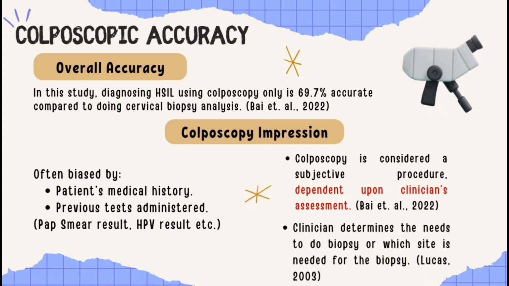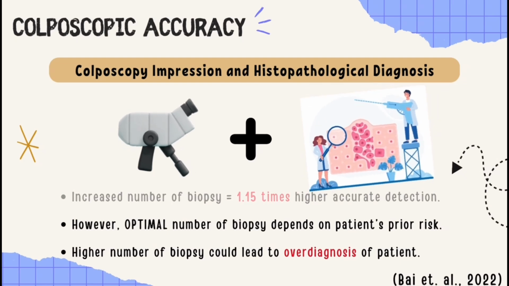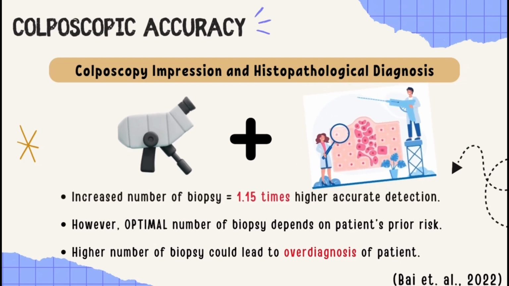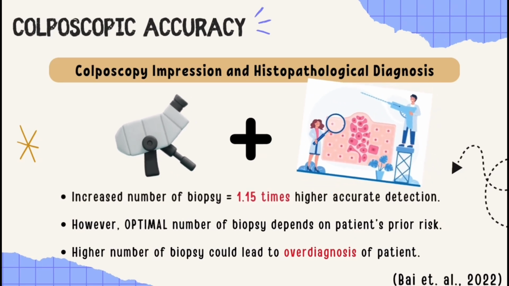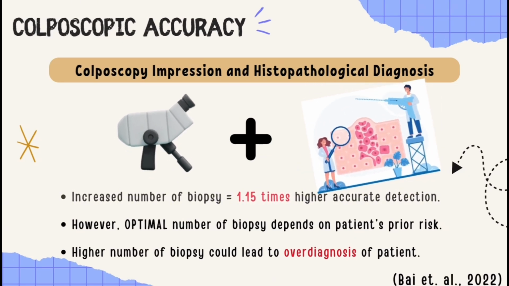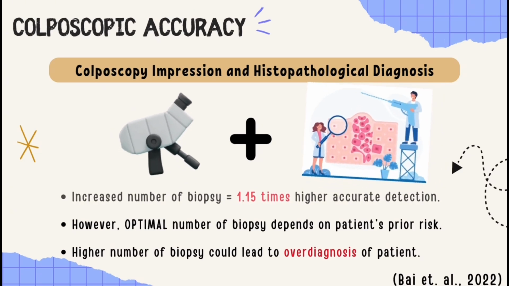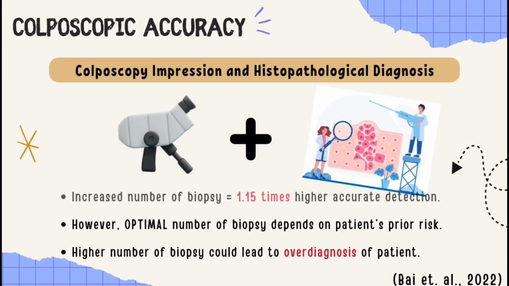Then the clinician will determine the need for any biopsy or which specific site is needed for the biopsy. According to the analysis in this study, the number of cervical biopsy sites appeared to be significant to colposcopic accuracy. An increasing number of biopsy sites with colposcopy accounts for 1.15 times higher accurate detection. In another study, Gage et al. found that sensitivity was significantly greater when colposcopists took 2 or more biopsies.